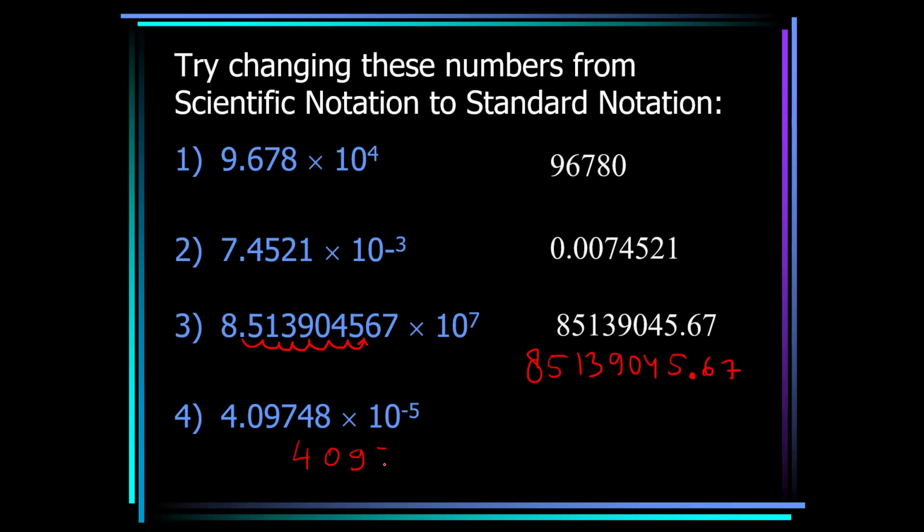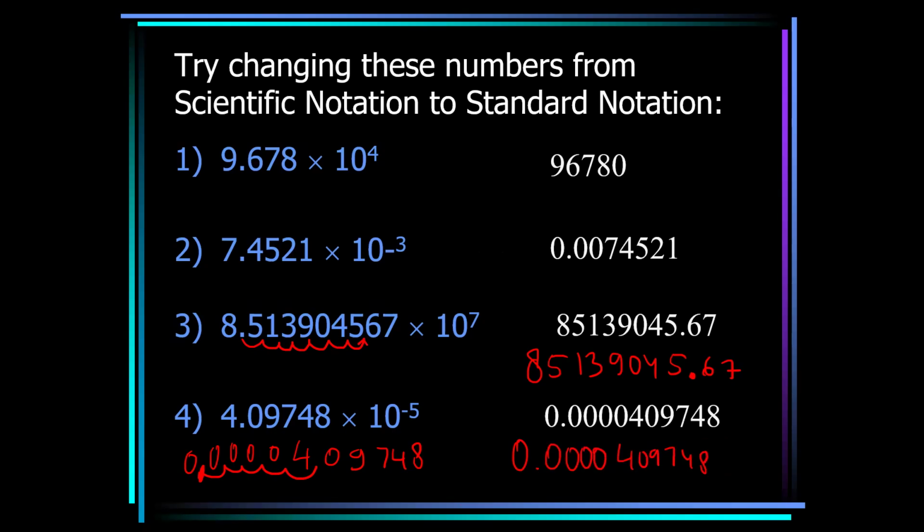Look at this. Move to the left by 5 times. 1, 2, 3, 4, 5. The decimal here. 1, 2, 3, 4, 5. 0.4 zeros, 409,748. There you go. Okay. It's the same. All good, guys? Easy, right?